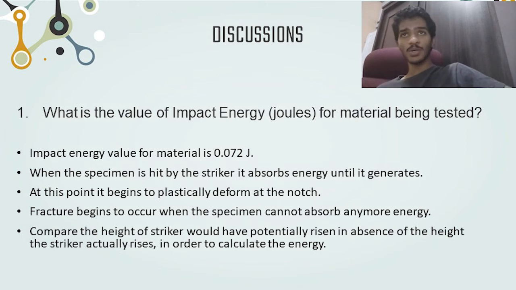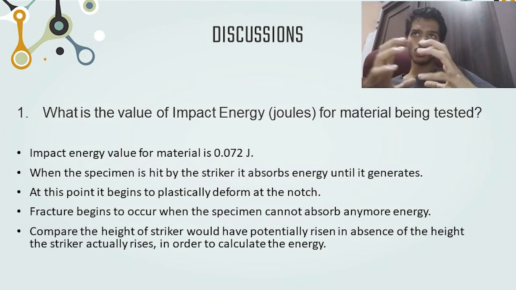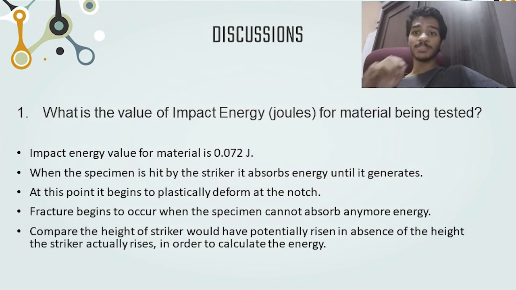How we found this out is when the specimen is hit by the striker, it absorbs energy until it begins to fracture. At this point, the specimen begins to plastically deform at the notch. Fracture, however, begins to occur when the specimen cannot absorb any more energy. We compare the height the striker would have potentially risen in the absence of the specimen with the height it actually rises. This is done in order for us to calculate the energy.